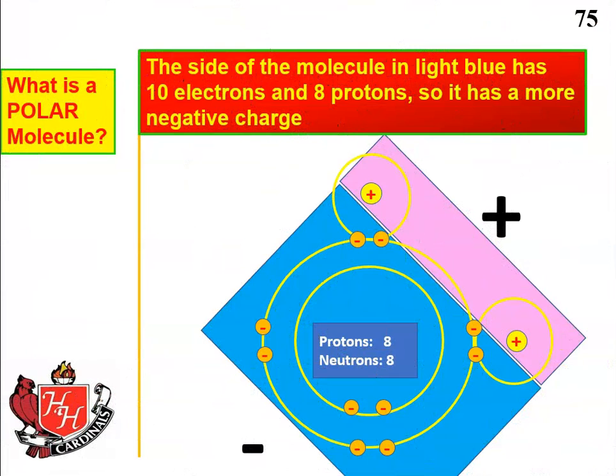Okay, now look at the other side of the molecule. The side of the molecule in light blue has 10 electrons. You can count them there. There's 10 total electrons and only 8 protons. Those are the 8 protons in the oxygen nucleus. So it has a more negative charge. So even though a water molecule is electrically neutral, has the same total number of protons and electrons, if you count them all, it does have a side that's more positive and another side that's more negative. The side with the hydrogen on it tends to be a more positive side of the water molecule, and the oxygen side, that lower left-hand side, tends to be more negatively charged.